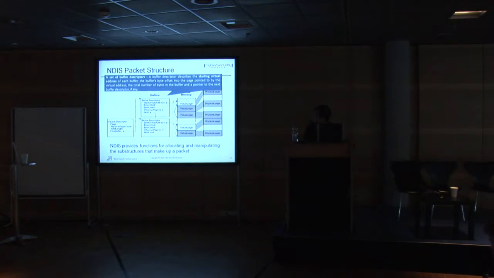Second, the buffer descriptor describes the starting virtual address of each buffer, the buffer byte offset into the page pointed to by the virtual address, the total number of bytes in the buffer, and a pointer to the next buffer descriptor, if there is any. Lastly, the virtual pages, possibly spanning more than one page, make up the buffer described by the buffer descriptor. These virtual pages are mapped to the physical memory.